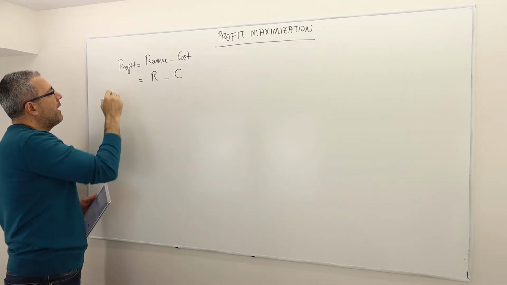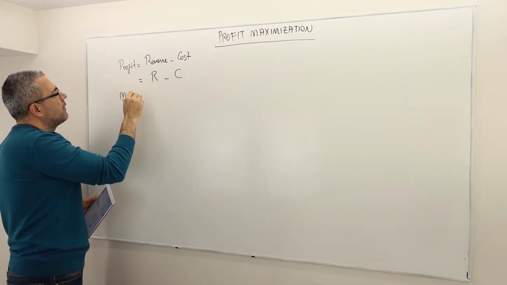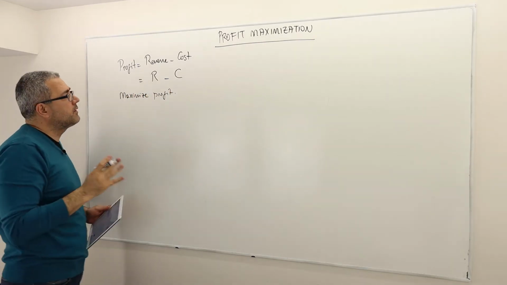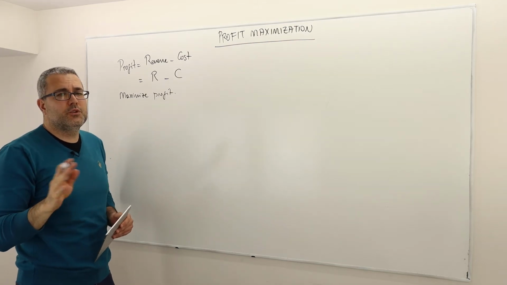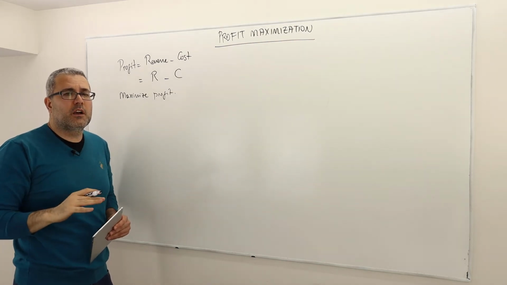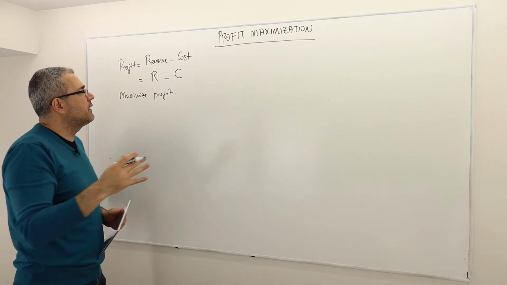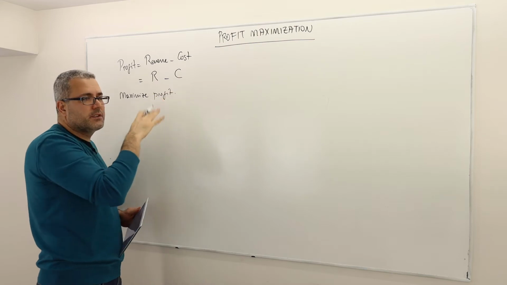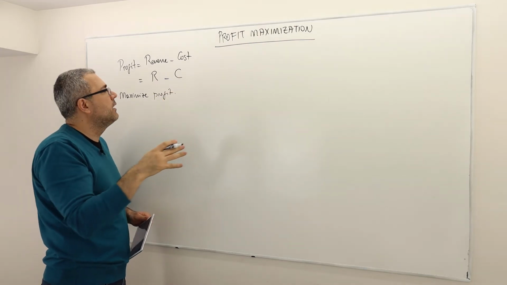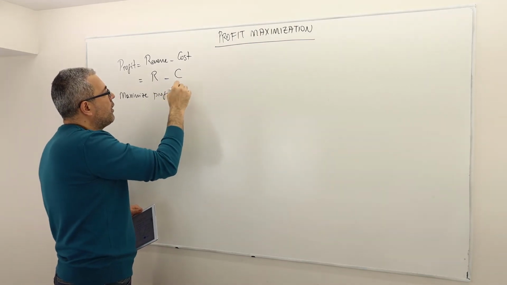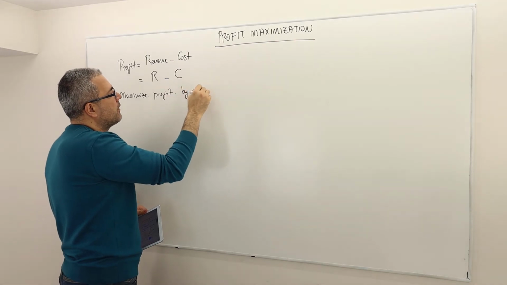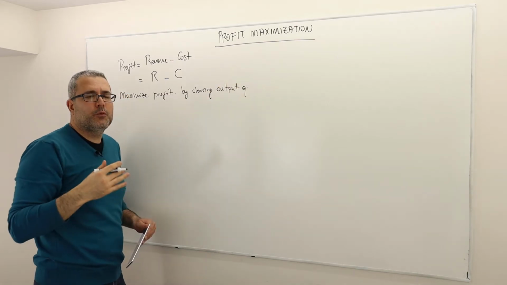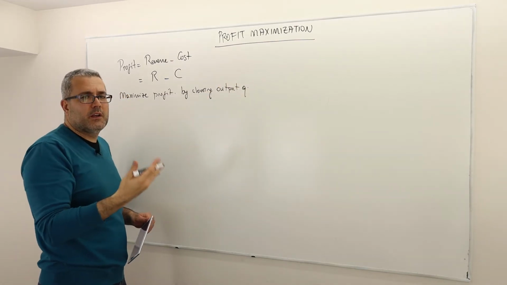So if you want to maximize profit, well, by choosing what? Well, sometimes you choose price, sometimes you choose quantity, depending on the market environment. But normally, let's suppose this firm is any firm, so whether it's a perfectly competitive market or monopoly. So you maximize profit by choosing output Q. How much output should I produce to maximize my profit?